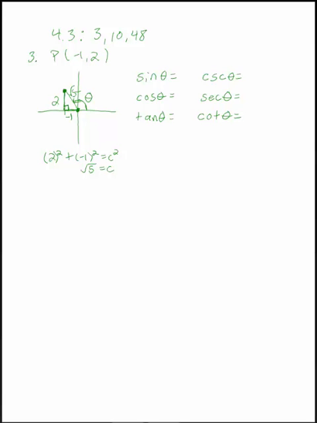So the sine of theta is opposite over hypotenuse, that's 2 over root 5. That makes the cosecant of theta root 5 over 2. The cosine of theta, adjacent over hypotenuse, that's -1 over root 5. That makes the secant root 5 over -1, or I could just say -root 5. Tangent of theta is opposite over adjacent, 2 over -1, or I could just say -2. And the cotangent of theta is -1 over 2.